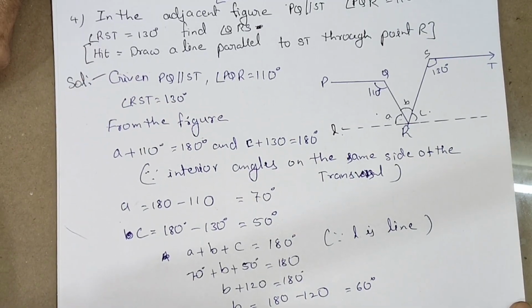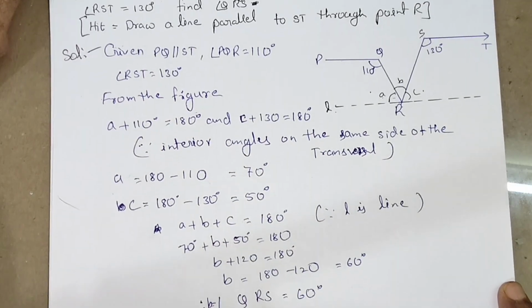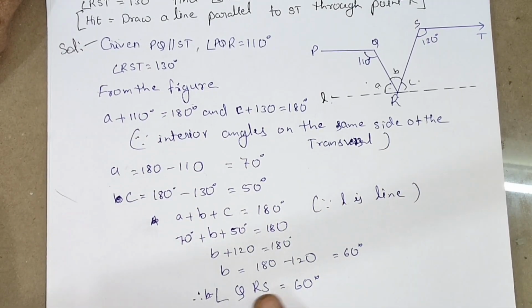This is the complete solution of the fourth one. Here the required angle QRS equals 60 degrees.